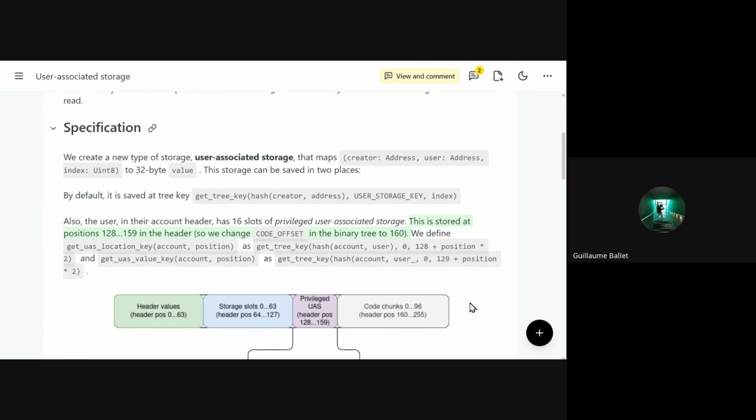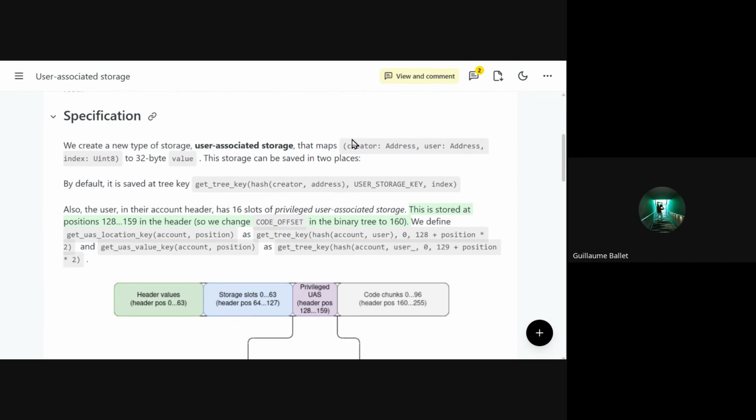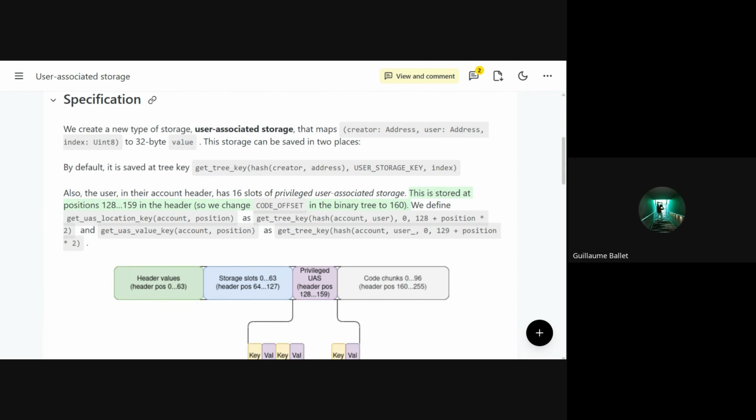So the basic idea is that we create a new map, user-associated storage, and the map maps creator, user, and index, so that's the key, to 32-byte values. So basically it's like a mapping, except we're taking the concept of a mapping and moving it in protocol.